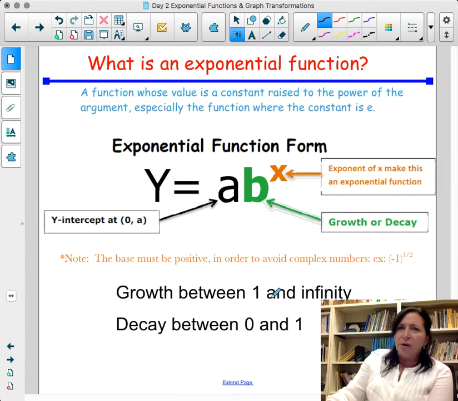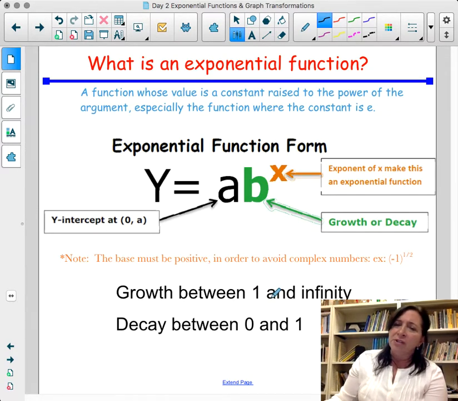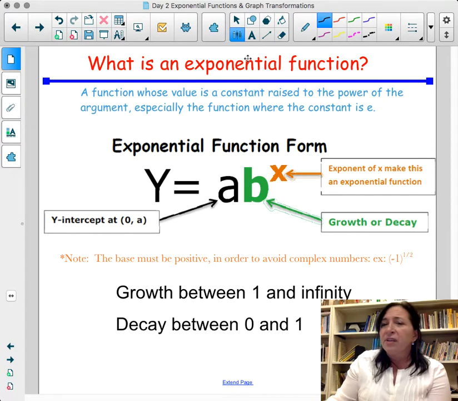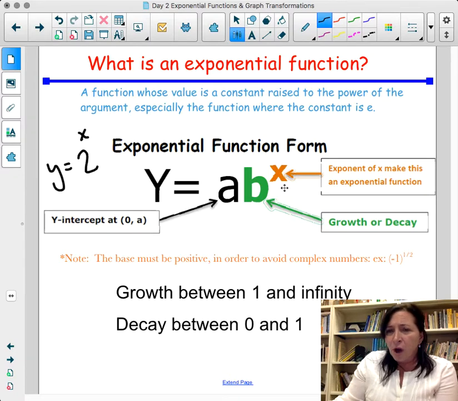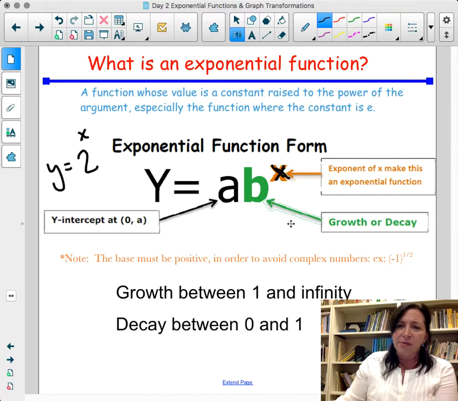Now, we're going to start talking about exponential functions. What is an exponential function? I would say the best definition of an exponential function is any equation of a number to a variable, your x power. Exponential functions always have an exponent of x. That right there is going to make your equation exponential.